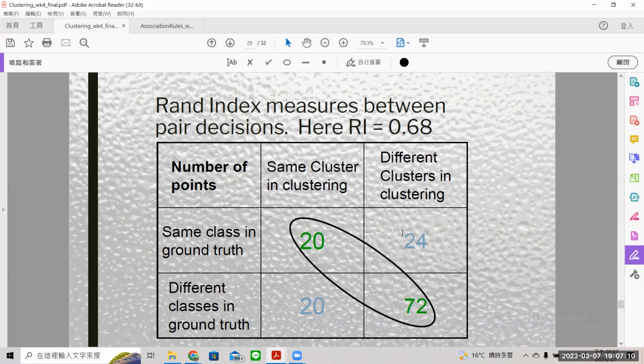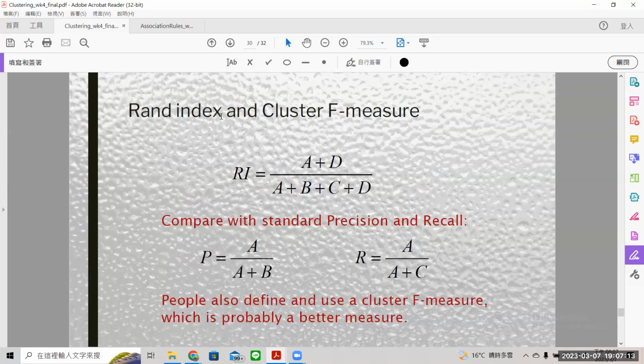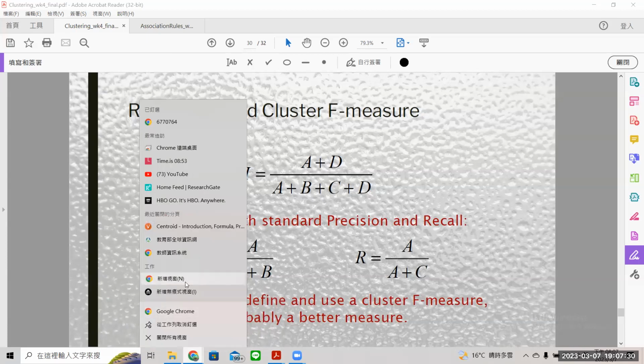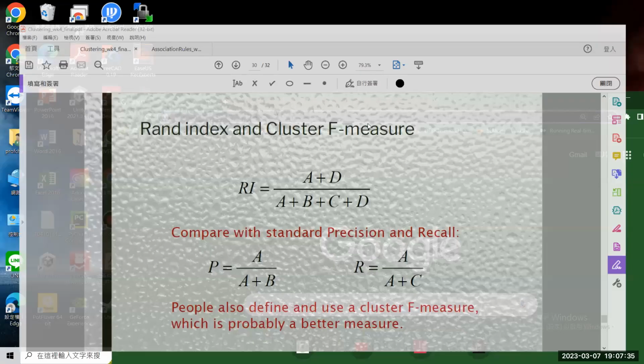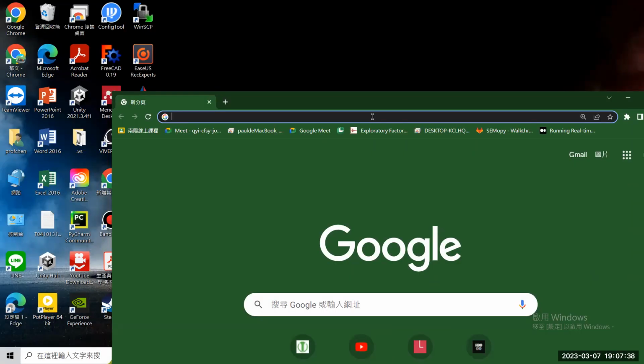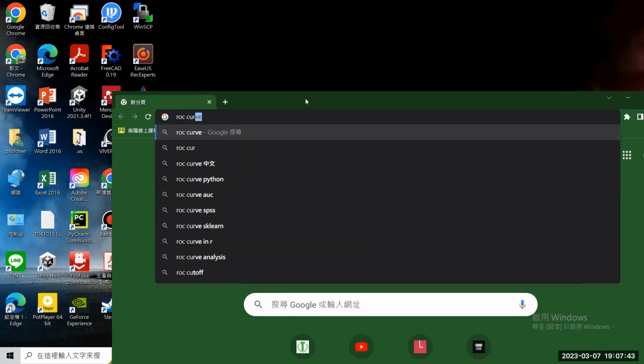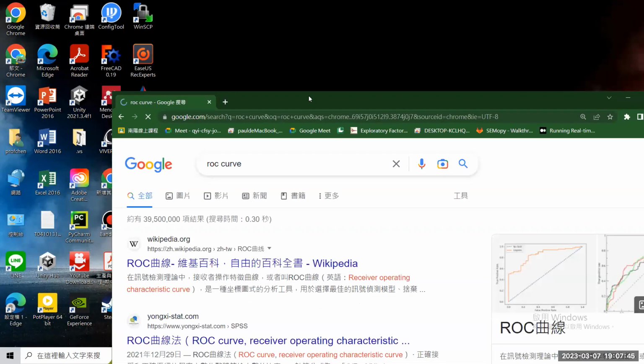The details of this formula you can check here, the Rand index. It actually comes from the ROC curve, so if you are interested you can see more about this. Let me show you, you can just type this. This is very popular in medical research, using the ROC curve.